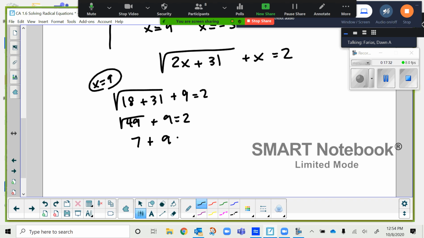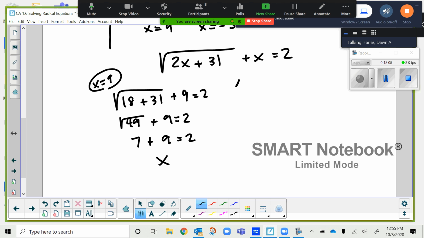The reason why it's not plus or minus 7 is because we are not introducing a square root into the equation. The square root was already there. When the square root is already there, you just need the positive version of it. It's what's called the principal square root. So it's just 7 plus 9 equals 2, which is not true, right? It is not true that 7 plus 9 equals 2. So we know that x equals 9 is actually extraneous.